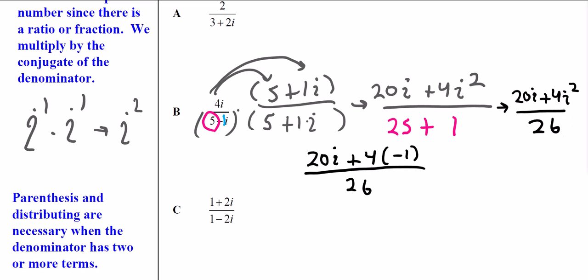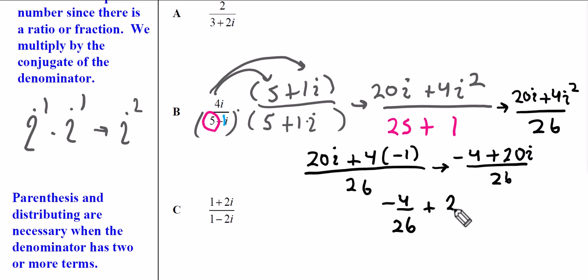But Mr. Over, what is i squared? I'm glad you asked that question, Mr. Over. It's negative 1. So we end up getting a negative 4 plus 20i over 26. Let's separate this. And we have some work cut out for us, because we're not done.